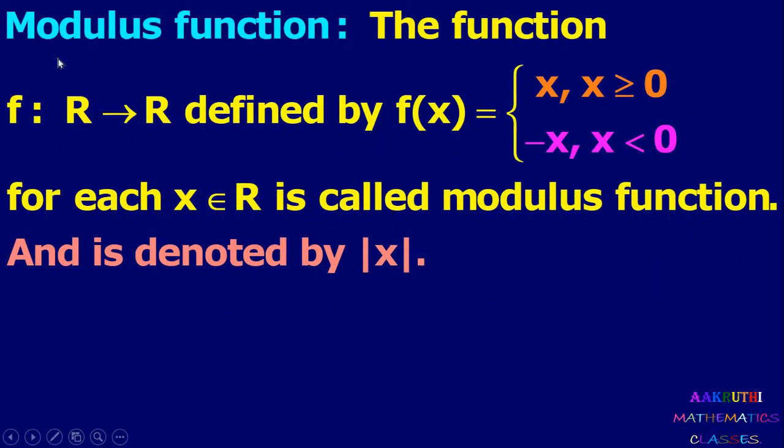So the next type of function is the modulus function. The function f from R to R defined by f of x equal to x when x is greater than or equal to 0, and minus x when x is less than 0, for each x belongs to R, is called the modulus function and it is denoted by mod x. So this is the symbol for mod x.